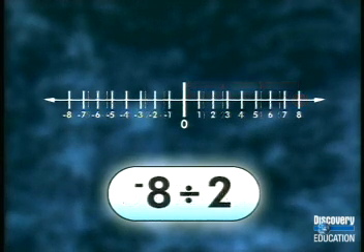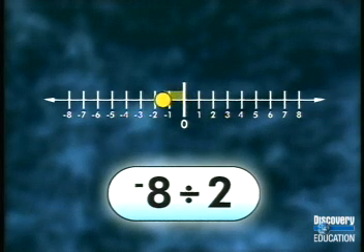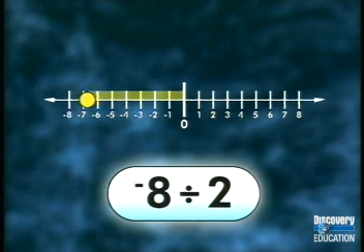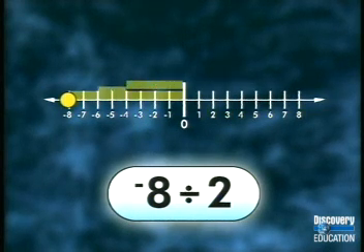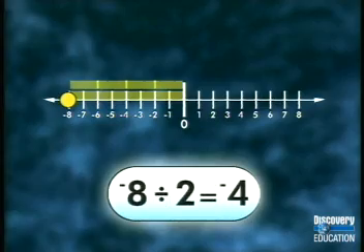In our next example, we'll find the quotient of -8 and 2. This means how many sets of 2 and in which direction will make -8. Let's begin at 0. We'll move 2 units in a negative direction. 1, 2, 3, 4 times. Altogether, we moved 4 sets of 2 in a negative direction. Therefore, the quotient of -8 and 2 is -4.